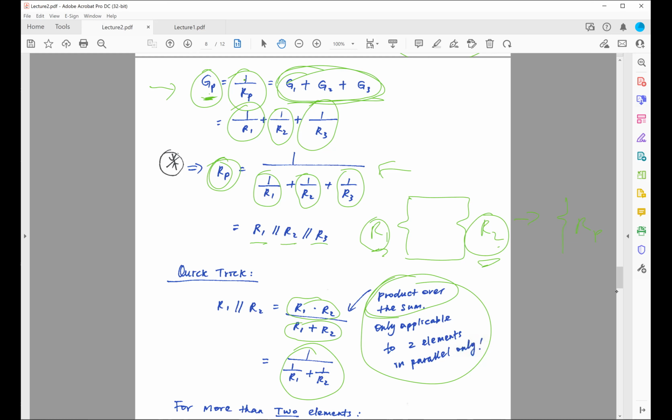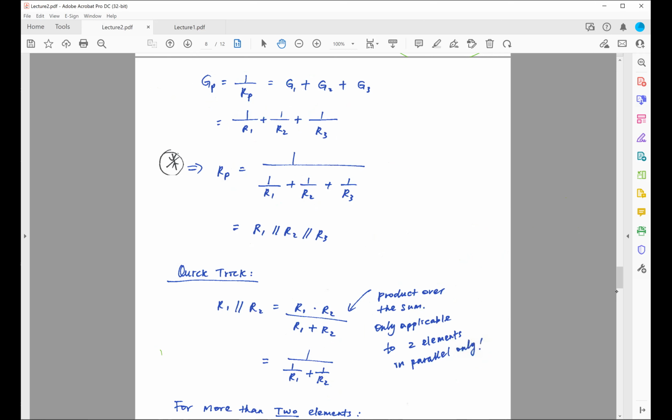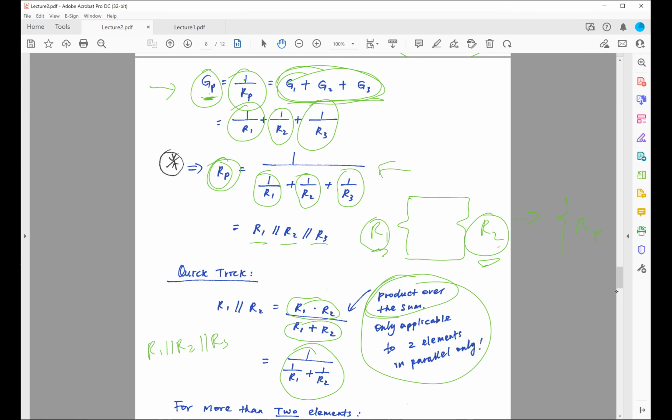And notice that this technique does not work if you have more than 2 elements. For example, if I have R1 in parallel with R2 in parallel with R3, then you cannot just do this, R1 times R2 times R3 over R1 plus R2 plus R3. Okay, this will not work. This trick only works if you are dealing with 2 resistors in parallel. Strictly speaking, 2 resistors only.